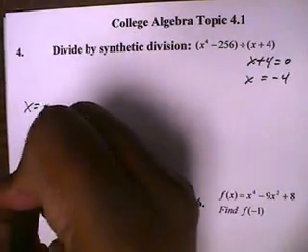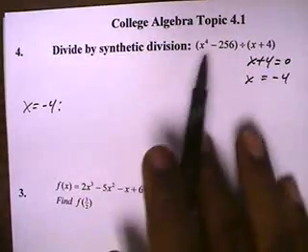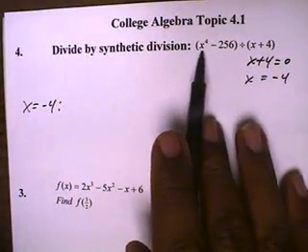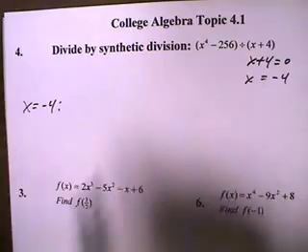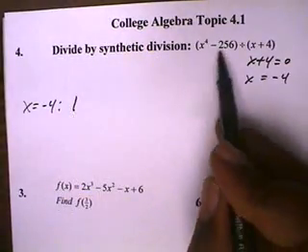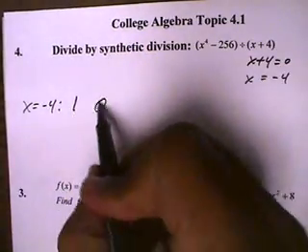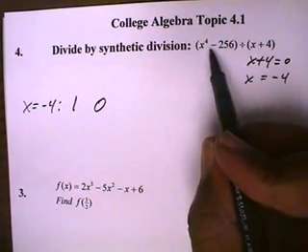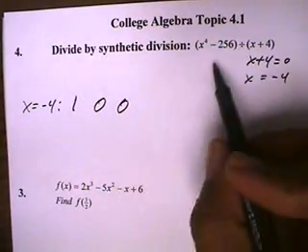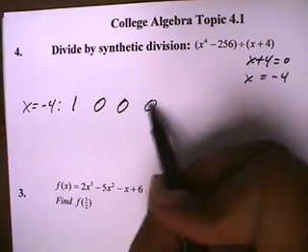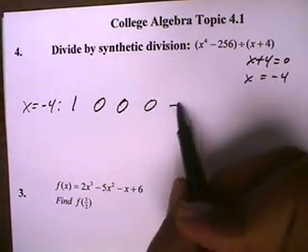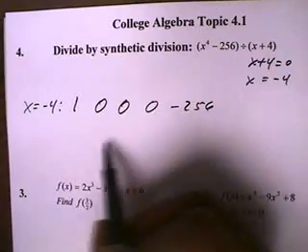So here I'll put x equals negative 4, and then I'll put all my coefficients starting with the coefficients for x to the 4th. The x to the 4th coefficient is 1. The coefficient for the missing term x cubed is 0. The coefficient for the missing x squared term is 0. The coefficient for the missing x term is 0. And the constant here is negative 256.